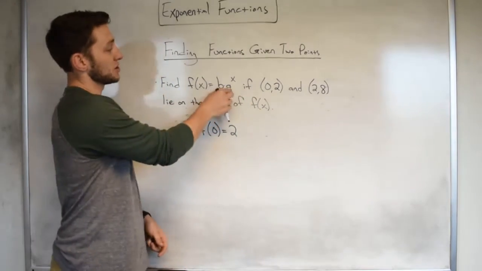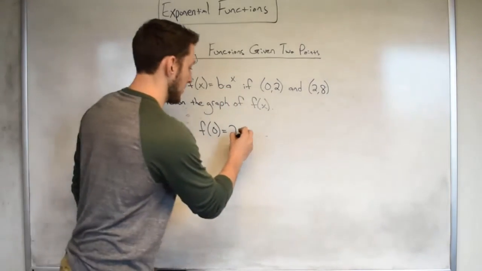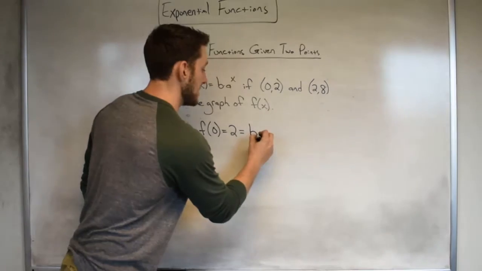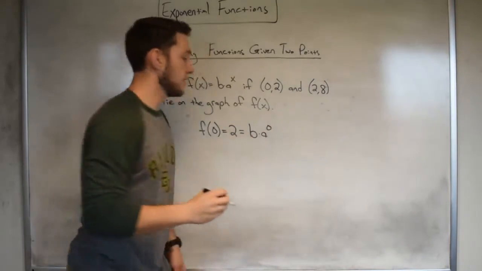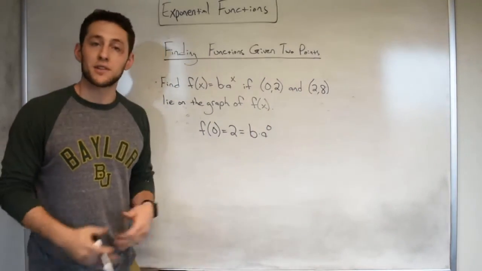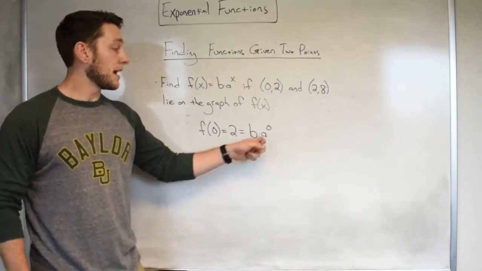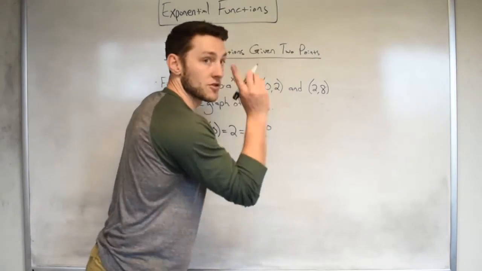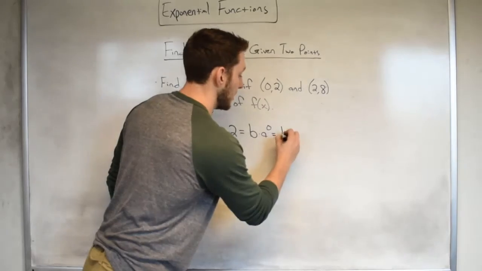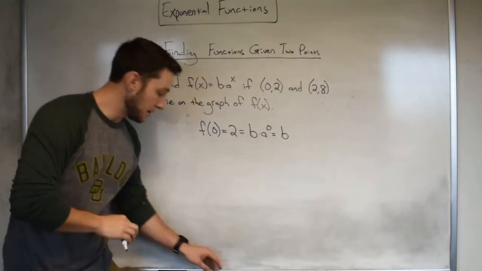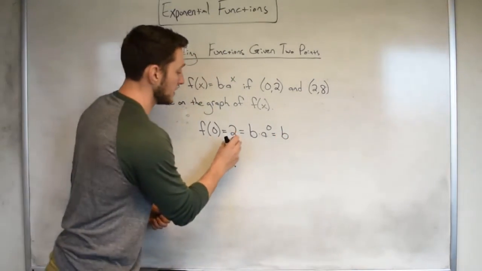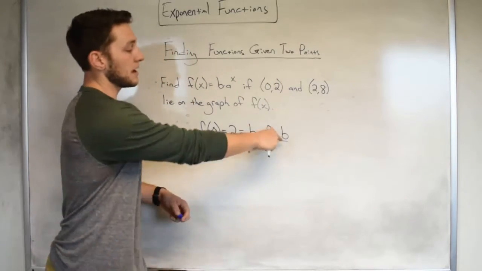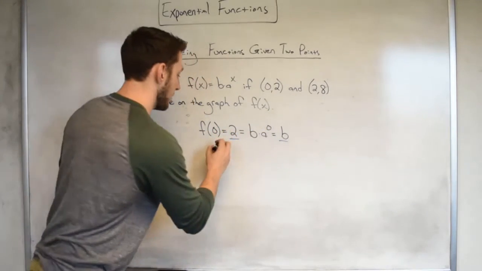However, if I actually just plug in 0 to this thing, b times a to the 0, I could actually simplify out this right-hand side. Because remember, a to the 0th power, since a is greater than 0, will just be 1. But now noticing what we've written, 2 equals b, we have what b is.